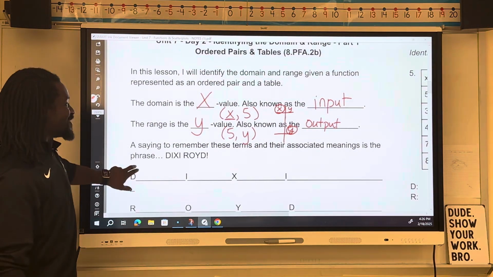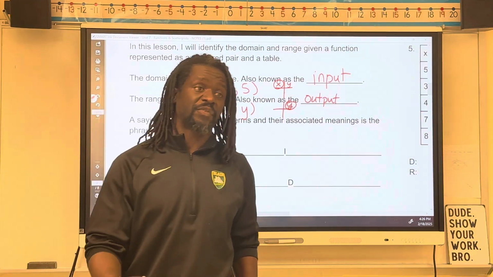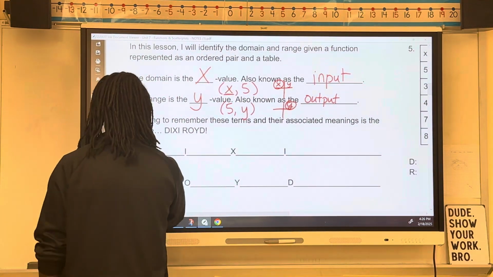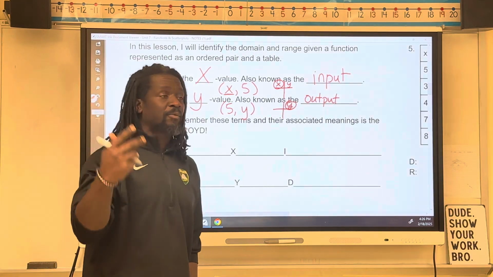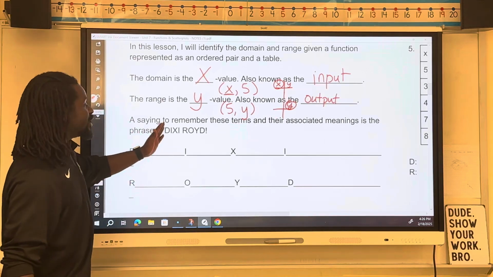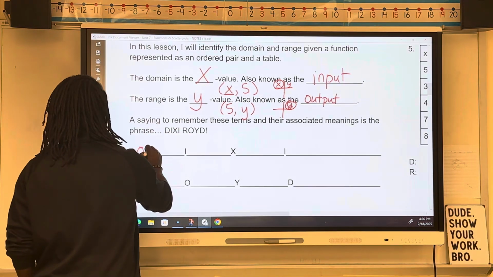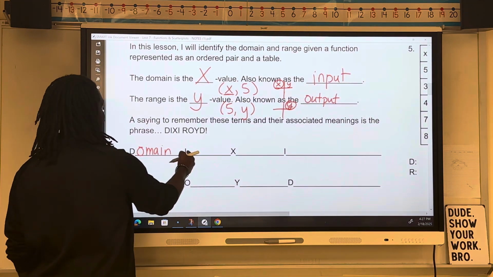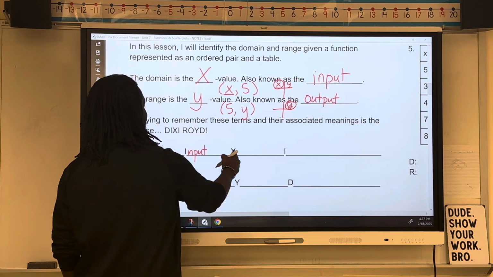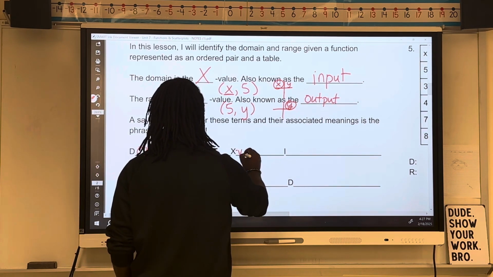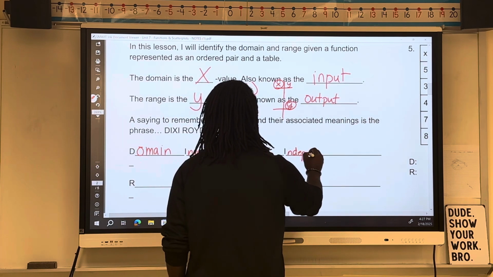If you want to remember, this is a phrase that you will hear me say often and you will want to remember it. It is Dixie Royd. Dixie Royd is a way that we can remember which refers to what. The D in Dixie stands for domain. The I stands for input. The X stands for the X value. And the I stands for the independent variable.